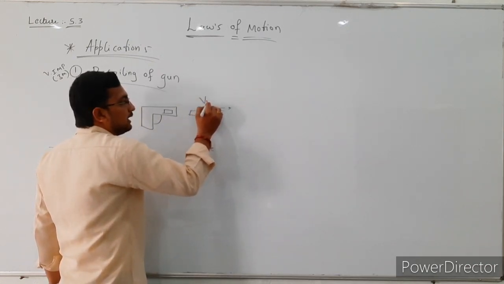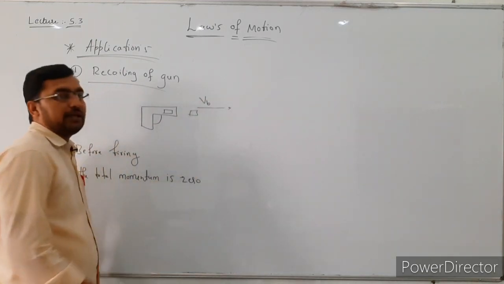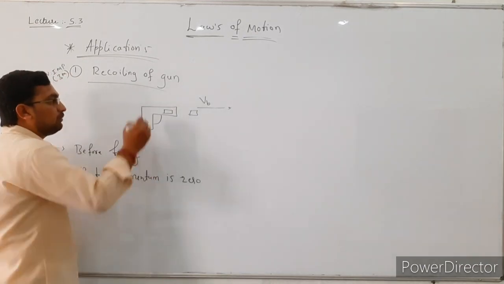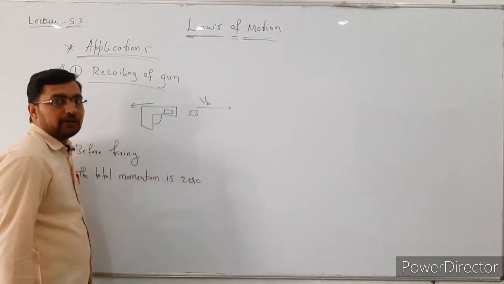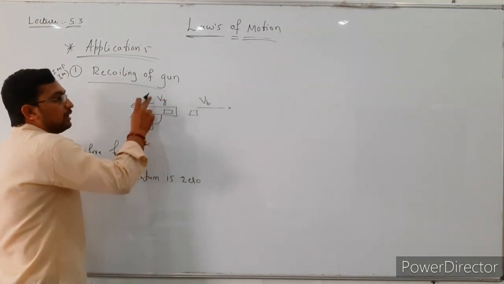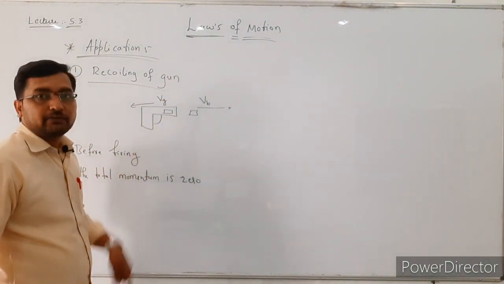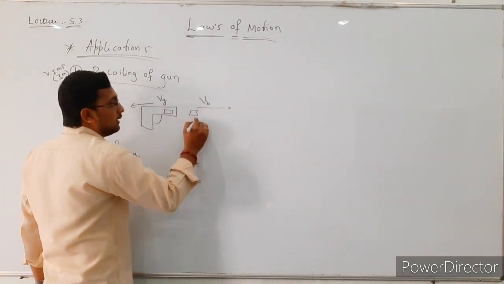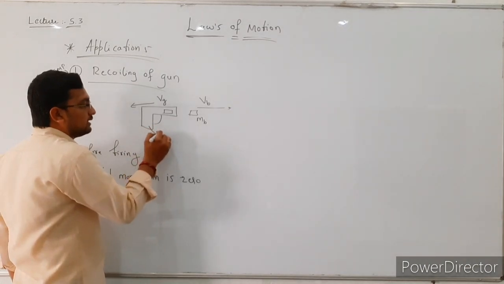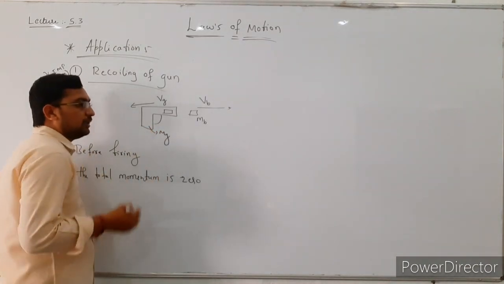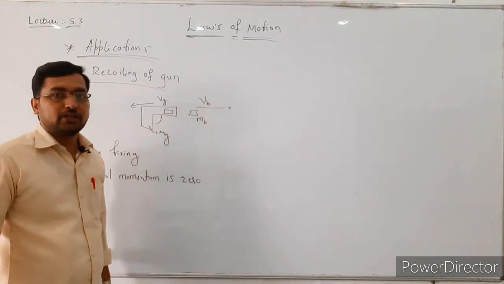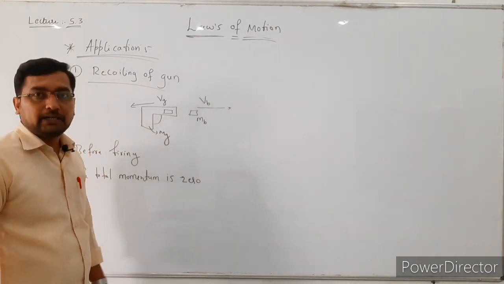In this case, we are assuming that it is v suffix b. So here v suffix b indicates the velocity of the bullet. At the same time, the gun is moving in the backward direction with some velocity, that is v suffix g. So here v suffix g indicates the velocity of the gun. And m suffix b indicates the mass of the bullet, and m suffix g indicates the mass of the gun.